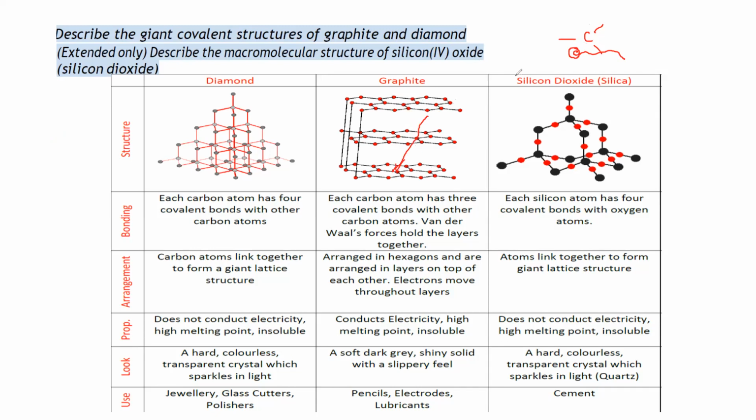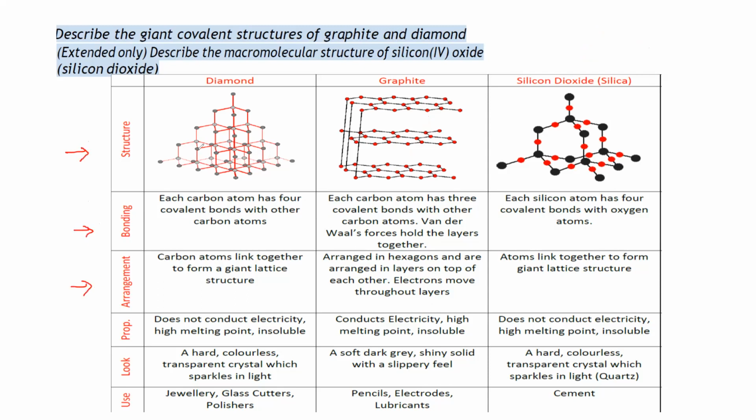And for silicon 4 oxide or sand, each silicon atom is bonded with 4 oxygen atoms. So you have one silicon and you have 4 oxygen. And the atoms are linked together by a giant structure. So there's a giant structure by which all these atoms are linked together. Is it clear? The 3 points: first the structure, bonding and arrangement.